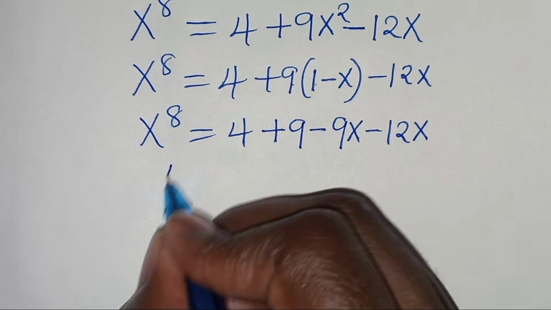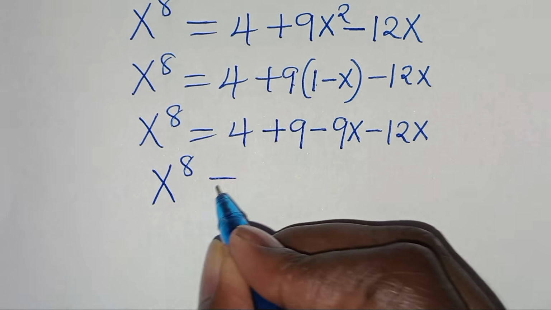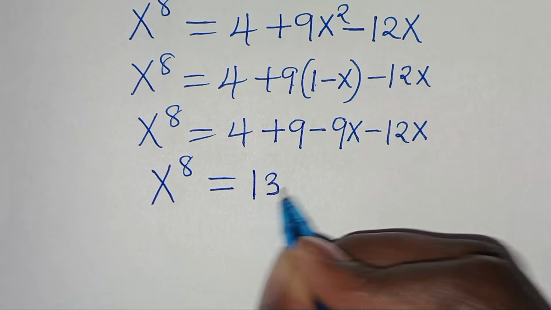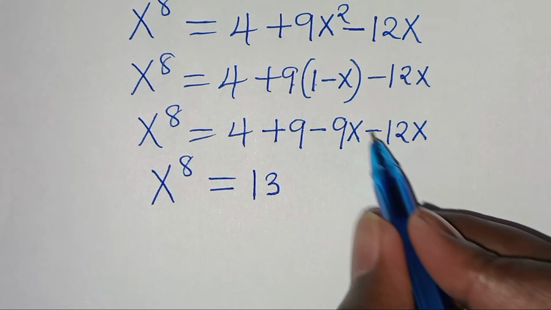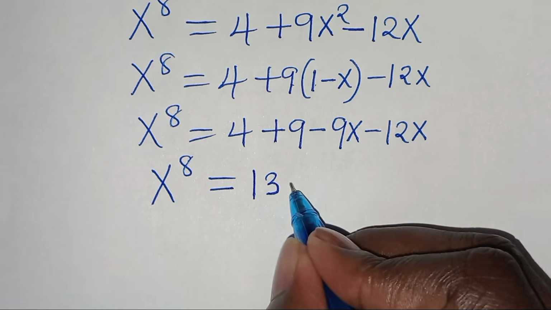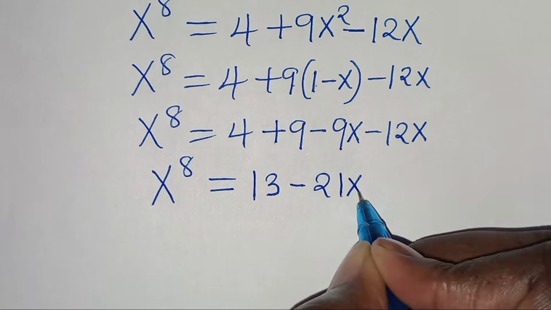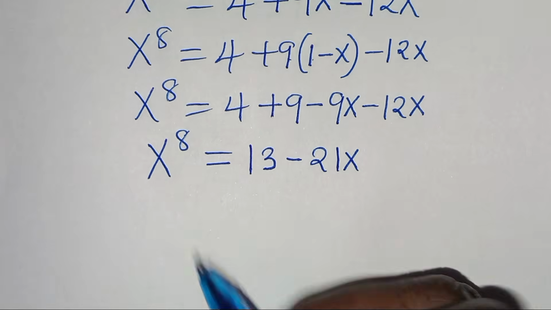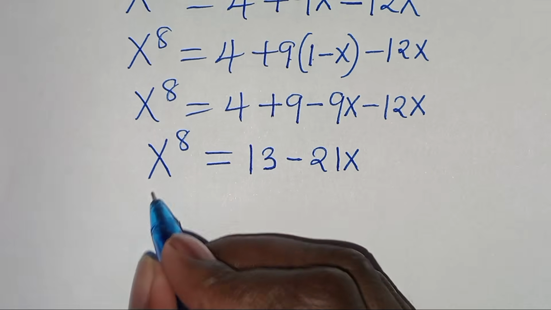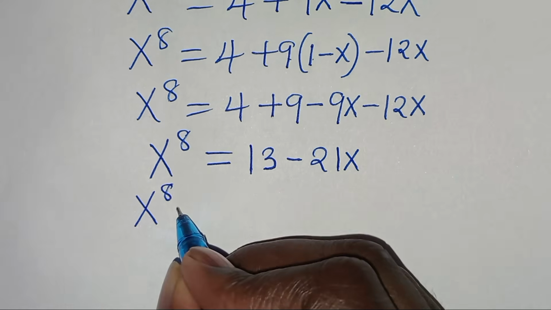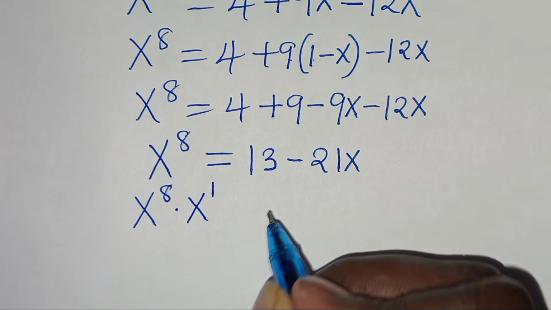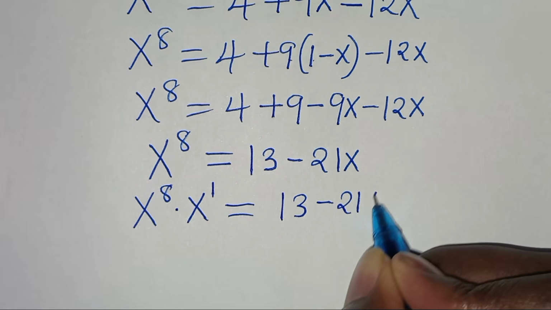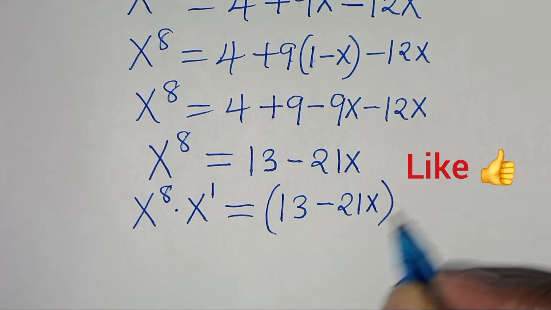So we have x to the power of 8. This is equal to 9 plus 4. This is equal to 13. Then minus 9x minus 12x. This is minus 21x. Now this is x to the power of 8. So we have x to the power of 8 times x to the power of 1. This is equal to 13 minus 21x. Everything here multiplied by x.